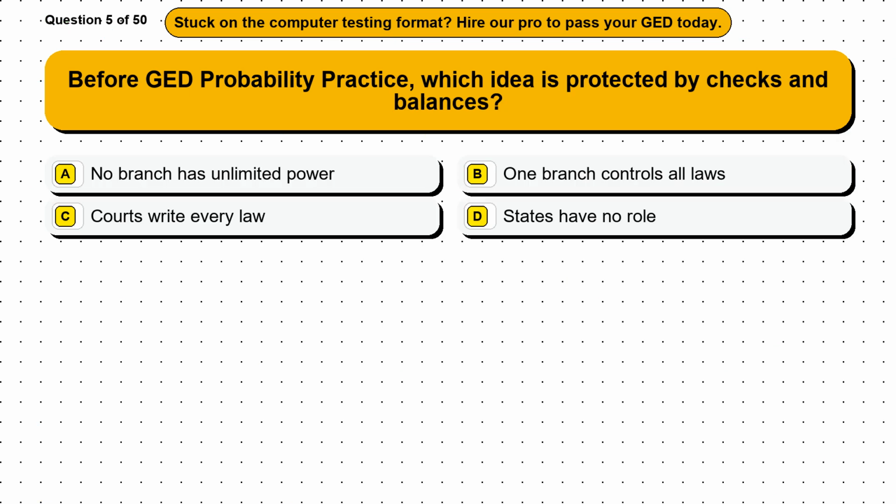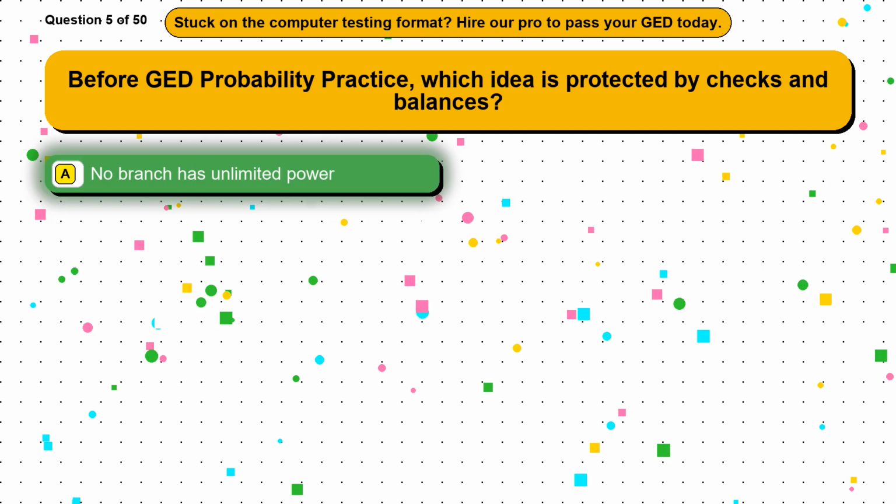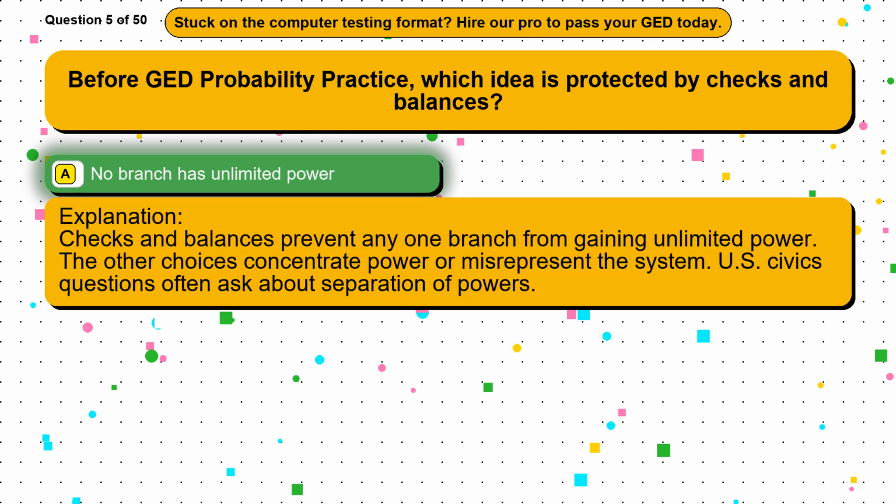Question 5. Before GED Probability Practice, which idea is protected by checks and balances? Option A. No branch has unlimited power. Option B. One branch controls all laws. Option C, courts write every law. Option D, states have no role. The correct answer is option A. No branch has unlimited power. Checks and balances prevent any one branch from gaining unlimited power. The other choices concentrate power or misrepresent the system. U.S. civics questions often ask about separation of powers.